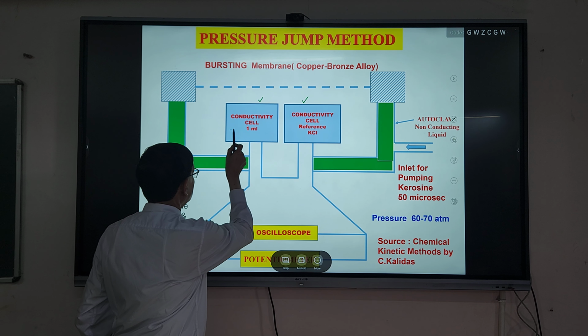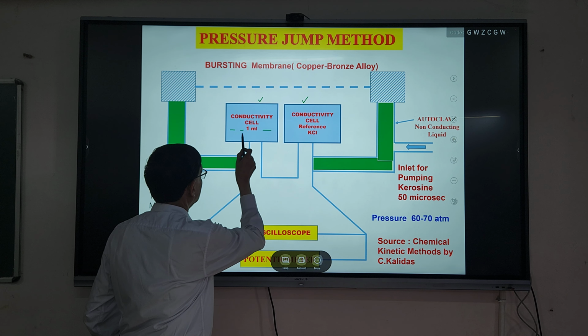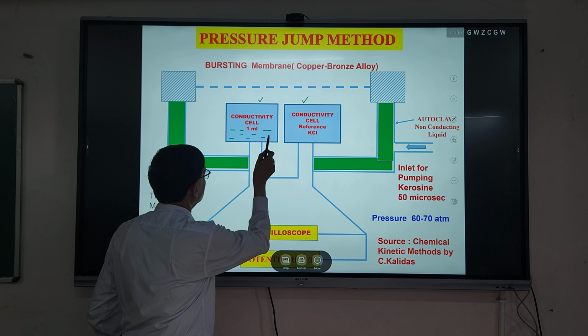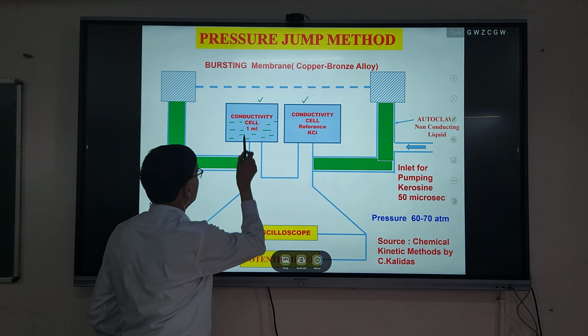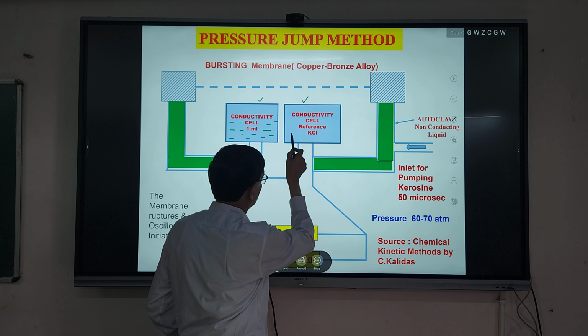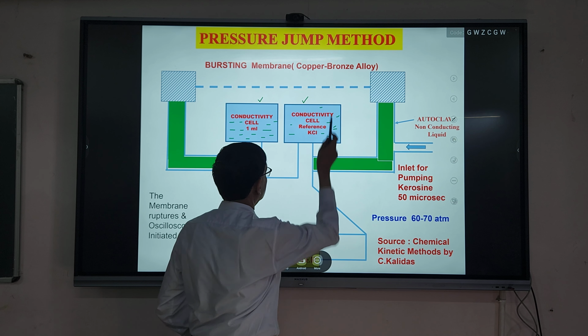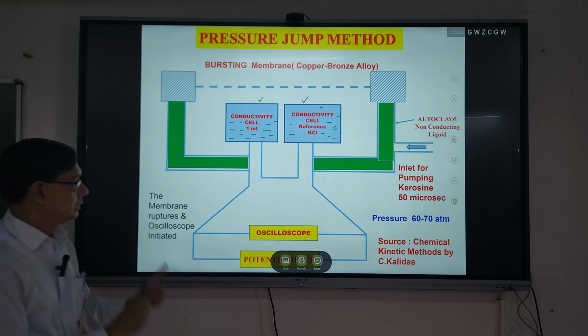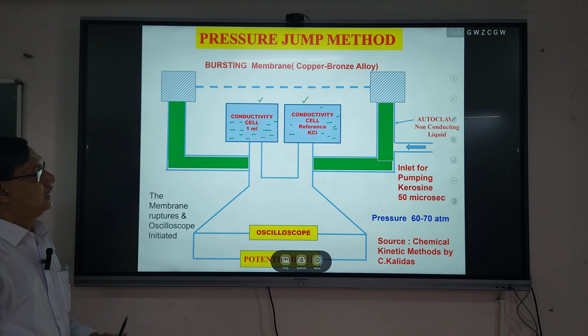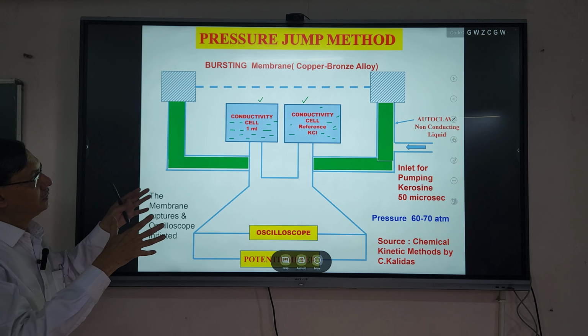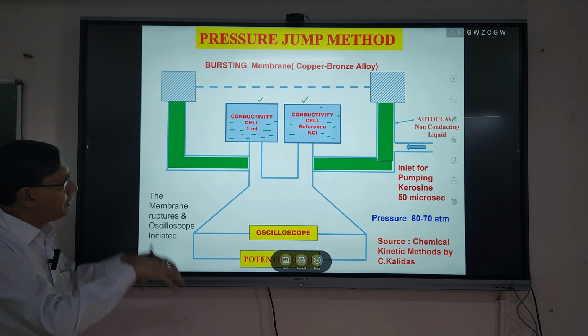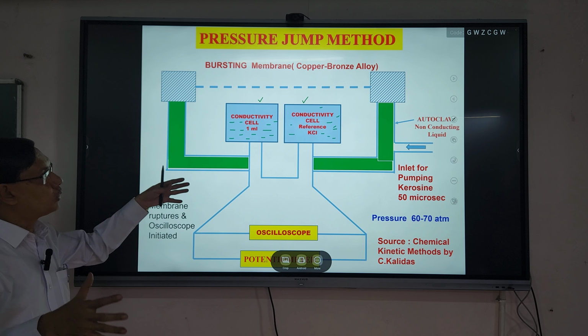And it's a very small amount, 1 ml like that. And second is the inert electrolyte like KCl. It is the reference cell. Okay, two conductivity cells, and they will be kept under an autoclave.